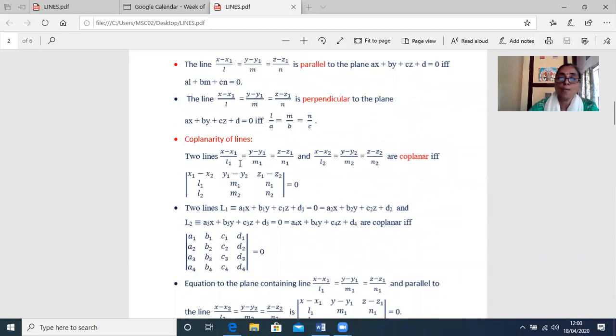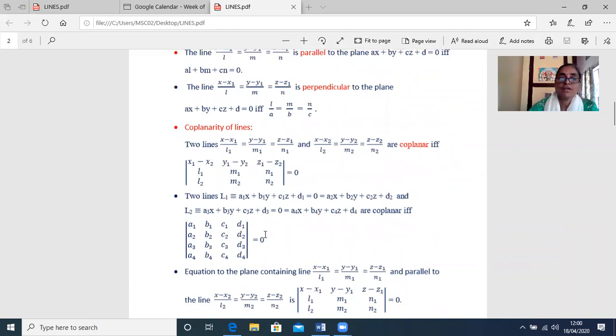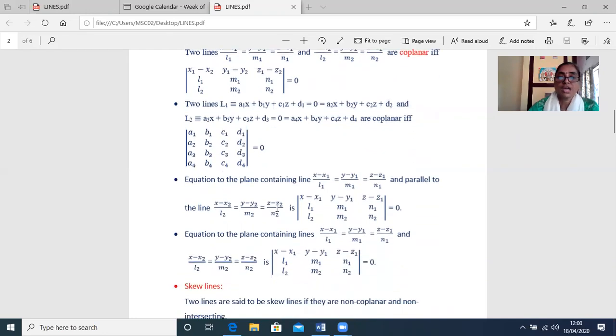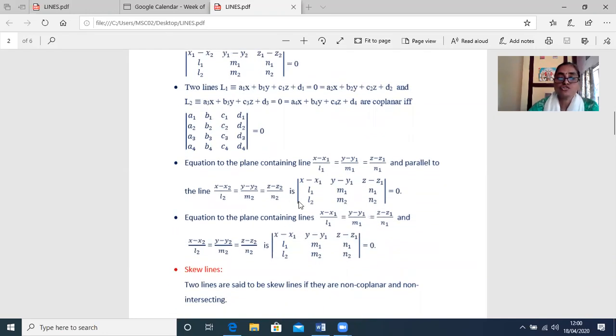Now, this is the coplanarity condition of lines when the lines are in symmetric form, and this formula will be useful to check whether the given lines are coplanar when the lines are in unsymmetrical form. And these two formulas will help us find the equation of the plane containing one line parallel to the other line, or the equation of the plane containing both the lines.